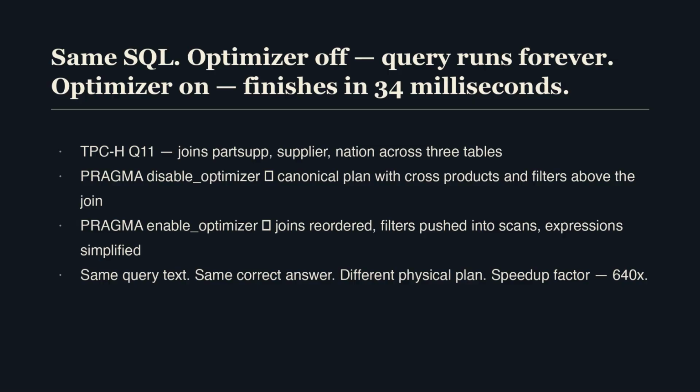In the last module, you saw how DuckDB executes a plan in pipelines. This module is about how DuckDB chooses which plan to execute. The optimizer is the component that turns the SQL you wrote into a plan that actually runs in reasonable time.